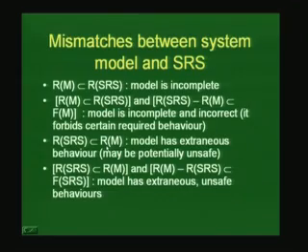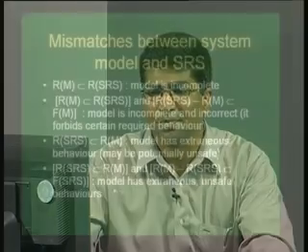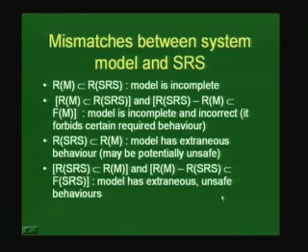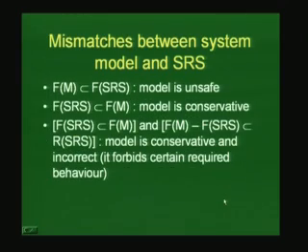The extra so-called value addition that your model is doing is actually part of the set of safety conditions that is actually forbidden by your requirements. So the model has extraneous and unsafe behaviors, right? So when you build a system model, you should be careful to, or this is one set of guidelines by which you can measure whether your system model is good enough against the requirements.